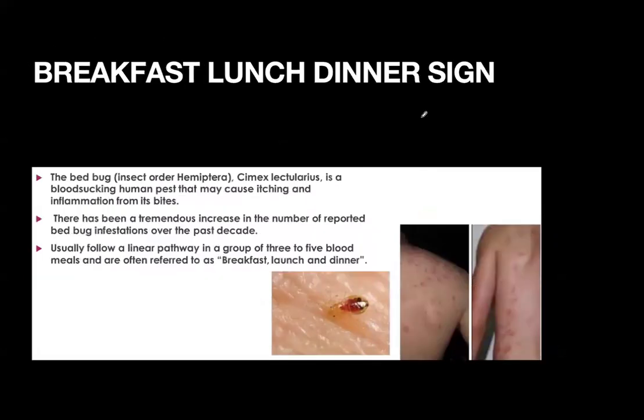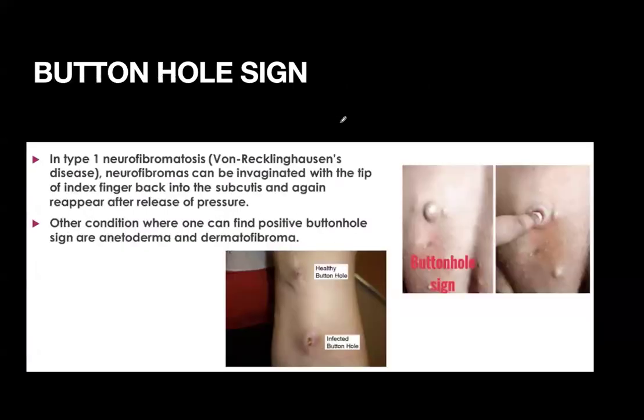Then there is something fascinating called the breakfast, lunch, and dinner sign. You will find this in case of bed bug bites. Throughout its meal, if for example this is your skin, it will take a meal here and here and here. All along the path, it will leave some lesions. This is called the breakfast, lunch, and dinner sign. Then this is the buttonhole sign, which I said in neurofibromatosis 1, otherwise known as von Recklinghausen disease.